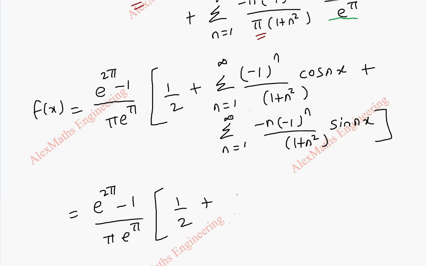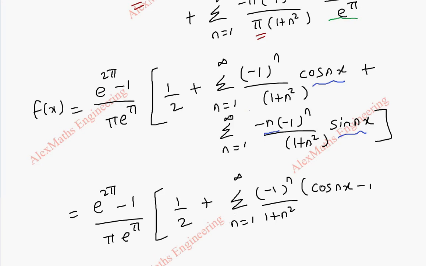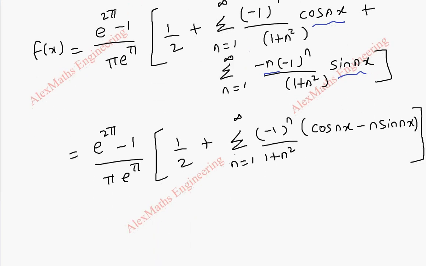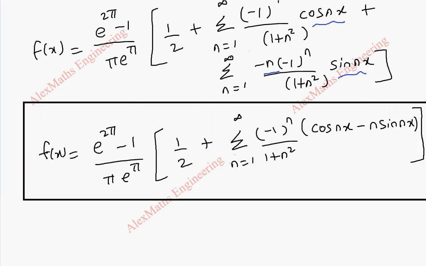So we have summation n is equal to 1 to infinity. The first term is minus 1 whole power n by 1 plus n square. We have cos nx and sin nx with minus n, so we can combine them together as cos nx minus n sin nx. So this is the required Fourier series expansion for the given function f of x equal to e power x.